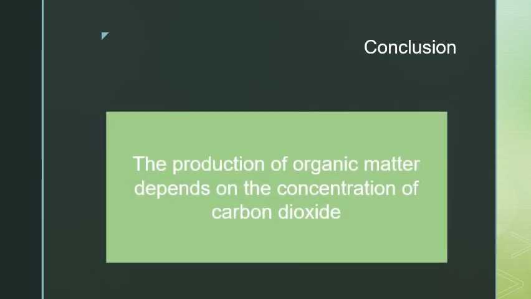Excellent. We conclude that the production of organic matter needs the concentration of carbon dioxide. It depends on it. Because if there is no carbon dioxide, there will be no organic matter, there will be no starch. So in order for the plant to make its own food, it needs carbon dioxide. For it to produce its food, the organic matter, it needs carbon dioxide.